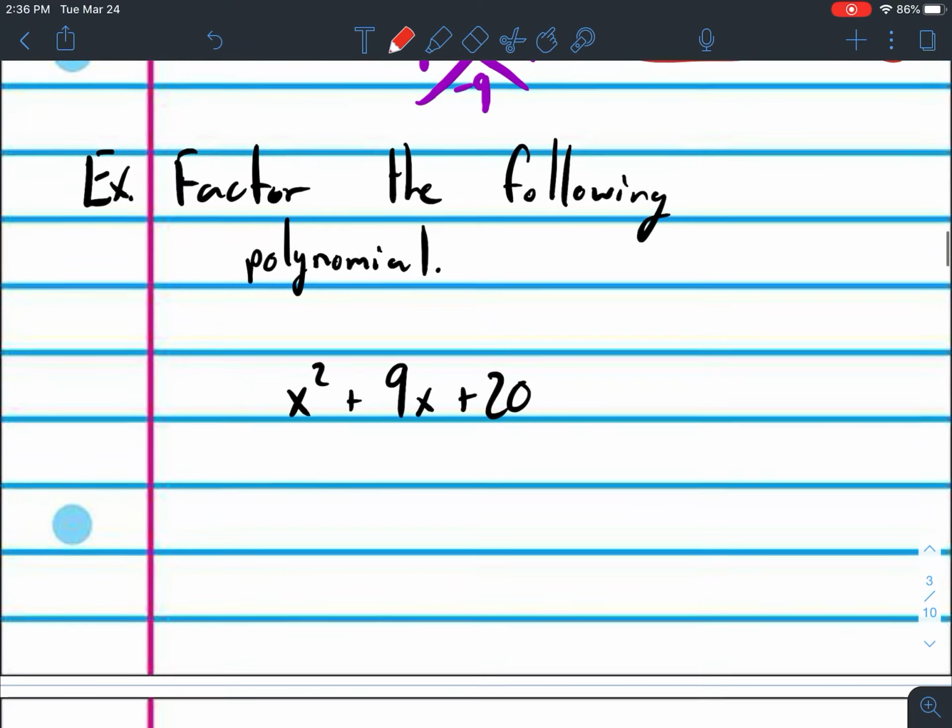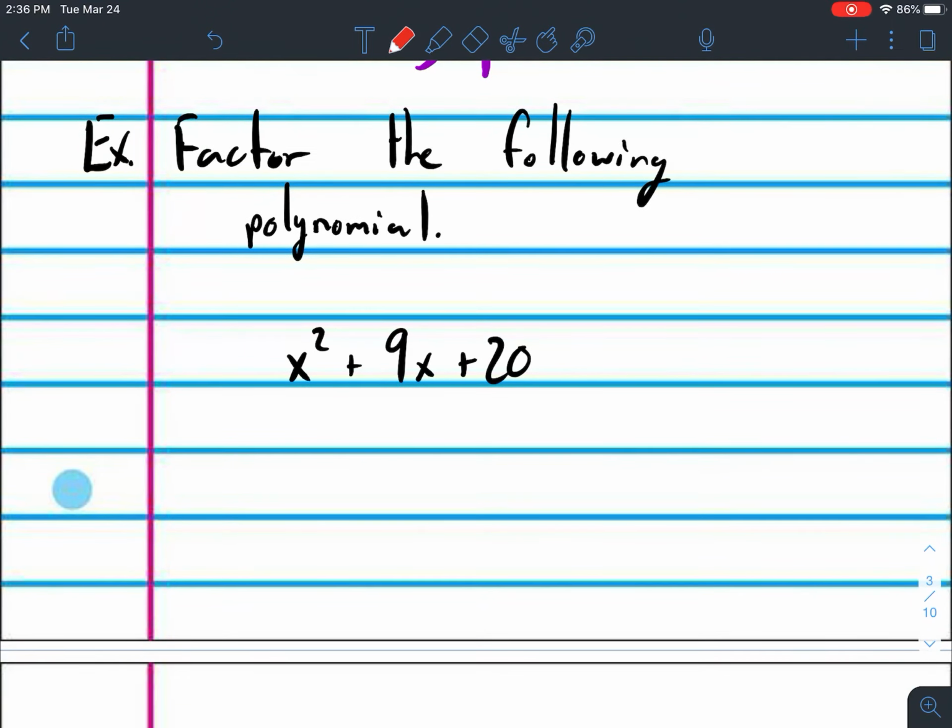Okay. Now, for this one, first, what's the first step we always have to do on every single question? GCF. Is there GCF here? No X's. Let's see. No, between that, no X's and everything. 1, 9, and 20. Nope, that's a 1, so we're good.